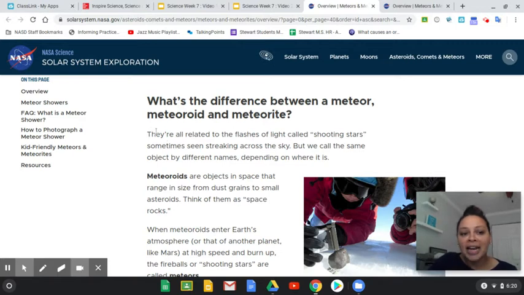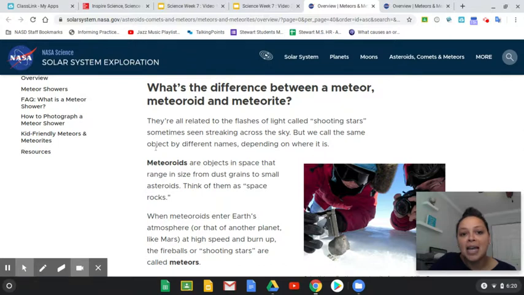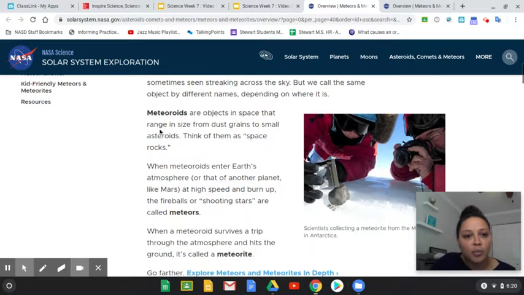It says they're all related to the flashes of light called shooting stars, sometimes seen striking across the sky, but we call the same object by different names depending on where it is. So the location of the object is how it gets its name. So let's look a little bit more closely.